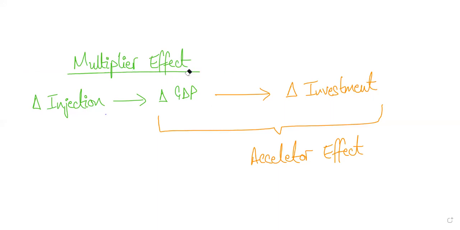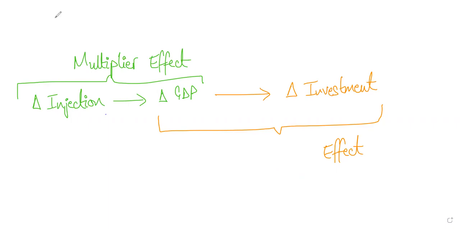Okay, so think about this. Now let's look at the accelerator effect. When your country's GDP is increasing, what does that show? That the people are consuming more. That's why the GDP is increasing. We know that GDP increases because there's more aggregate demand, and more production taking place because there's more demand.